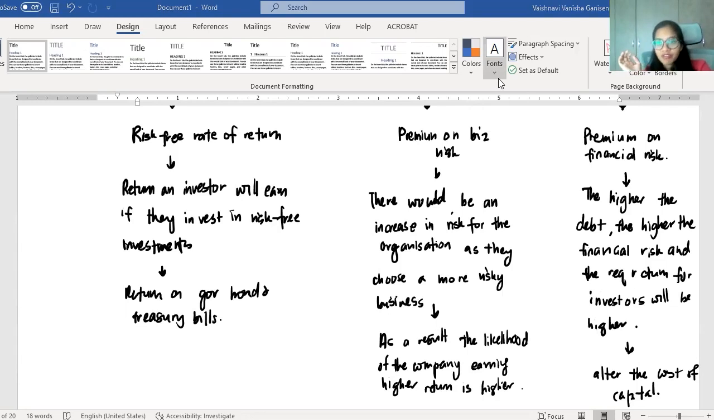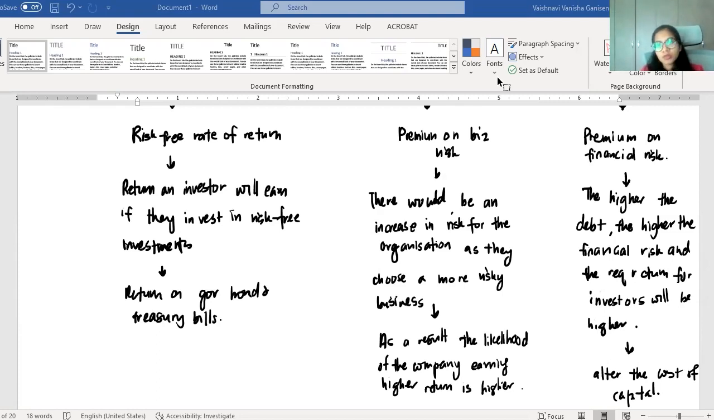So every time you need to ensure that your debt is in check. It cannot have too high of a debt because it would then push up the cost of capital of your company.